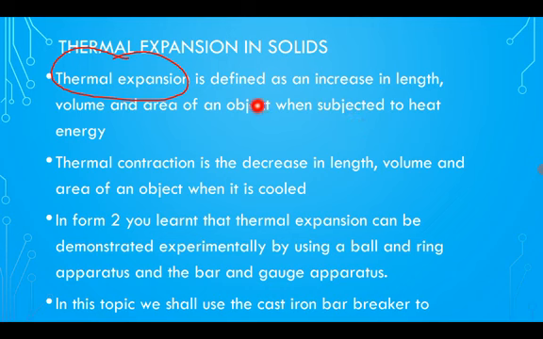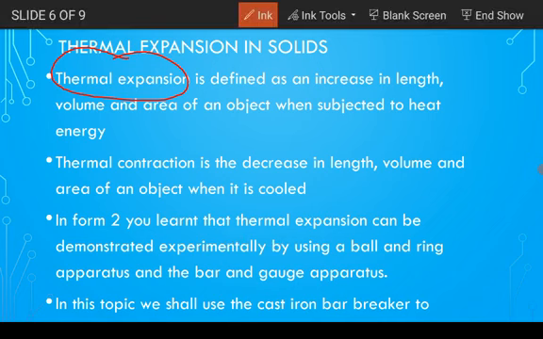Unlike when the body is being heated. When it's being heated, the quantities that change are length, volume, and area. An examiner can ask you to state any two physical quantities that change when an object is heated. So the quantities that change are the length, volume, and the area of that particular body. I hope we are moving together. In Form 2, you learned that thermal expansion can be demonstrated experimentally by using a ball and ring apparatus. You are familiar with a ring.